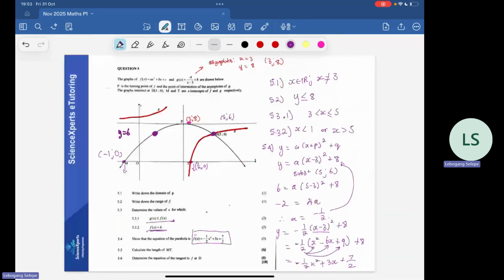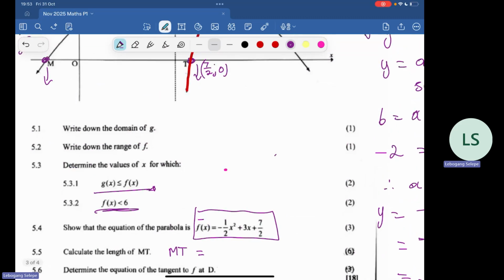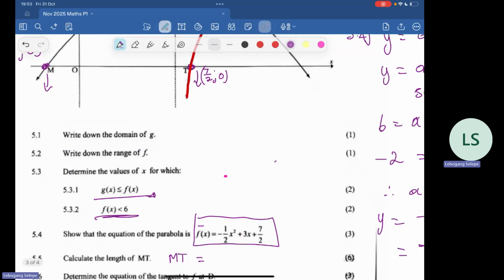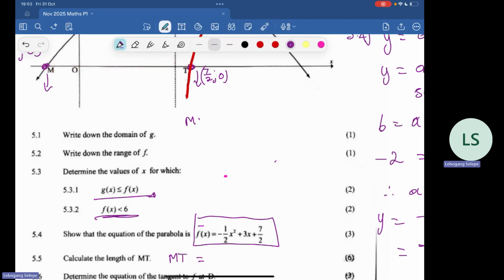So to find the length of MT, the length of MT would actually be the x value that is to the right, because this is a line on the x-axis, right? So this formula would work on lines that are horizontal or lines that are on the x-axis. So you would say that MT is the x value that is more to the right minus the x value that is more to the left. So basically it's going to be the x value at T minus the x value at M. This would give us 7 over 2 minus the x value at M.